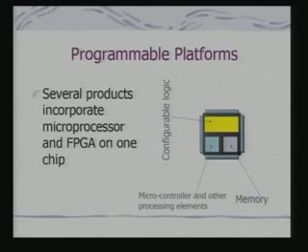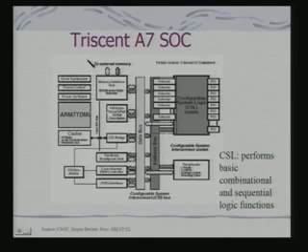So the typical structure is that I have got configurable logic, a microcontroller, as well as memory, and this logic you can use for programming the hardware. A simple example is this Trisent A7 SoC, which is again using your ARM7 that we had already studied, and this is your configuration system logic block.